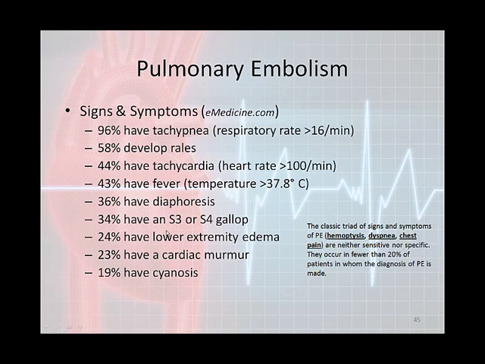Some of the signs and symptoms of pulmonary embolism, as you can see, there's a whole bunch of them. The big thing I want you to notice is that 96% of them have tachypnea. There's also tachycardia, fever, which is interesting, sweating. You're going to have a gallop, maybe an S3 or an S4 gallop. Don't worry about memorizing the numbers per se, but what you want to know is the classic triad of signs and symptoms is hemoptysis, which is coughing up of blood, dyspnea, which is shortness of breath, and any kind of chest pain. If they have all three of these, you want to consider a pulmonary embolism. Unfortunately, they occur in fewer than 20% of patients, so you have to use a whole bunch of other symptomology about what's going on with the patient to consider a pulmonary embolism.